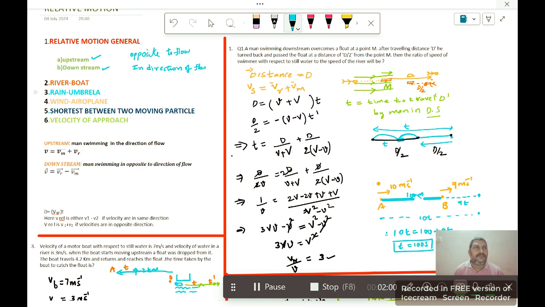In rain umbrella problems, in what direction you need to keep the umbrella, whether you are walking or standing, depends on the rain direction. You have to place the umbrella along the relative velocity direction. Wind and aeroplane problems are also the same.